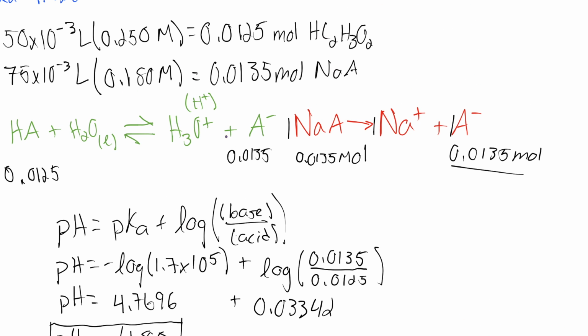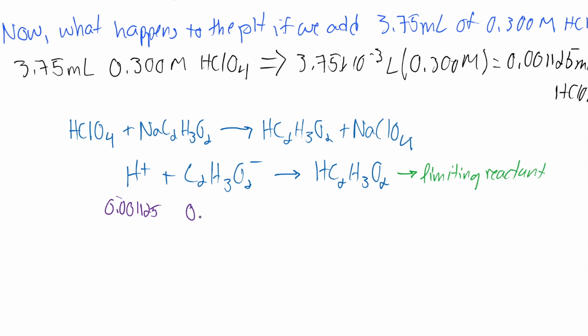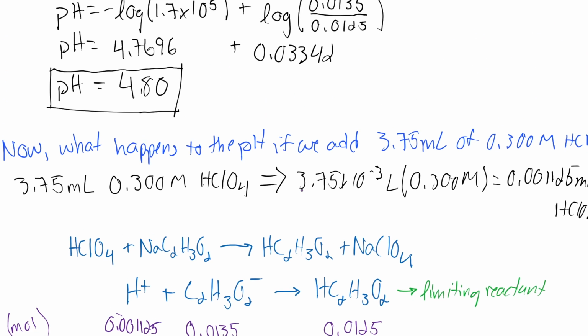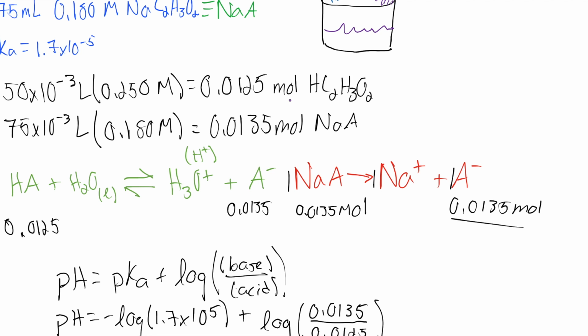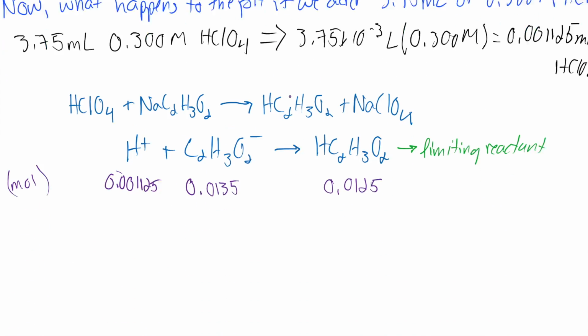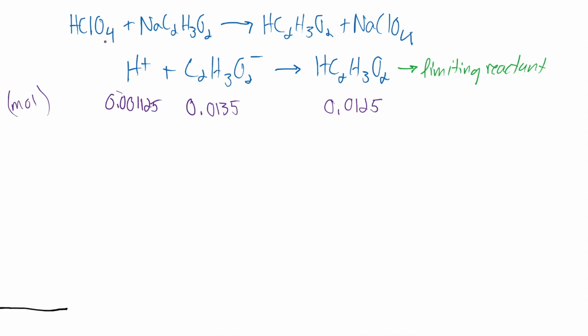So we have 0.0135 moles. And this is all in moles, by the way. And then we know that from the initial part of our problem as well, we have 0.0125 moles of the acid. So what's our limiting reactant in this case? Well, our limiting reactant is whatever we have less of, because it's a 1-to-1-to-1 ratio.